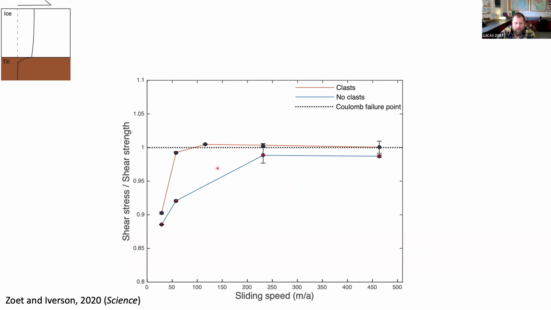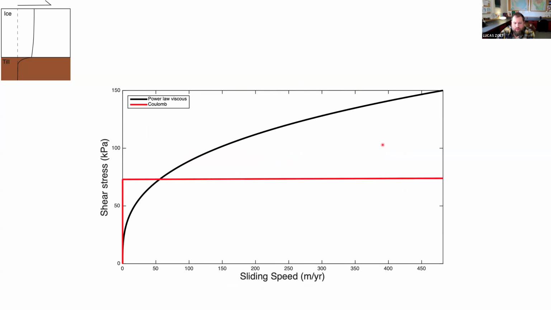The reason that there's two experiments here is one had big clasts in it, so big rocks that we put in the sample chamber. That's the red one here. And the blue one had no big rocks. It was just sort of the regular granular fractal till up to some cutoff point. But in both cases, the stress increases until you reach this Coulomb strength, at which point it sort of plateaus past that point. And so when you go back to this idea of which one of these is it, well, it's sort of both or neither, right?